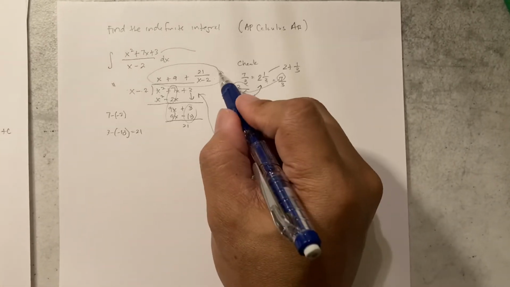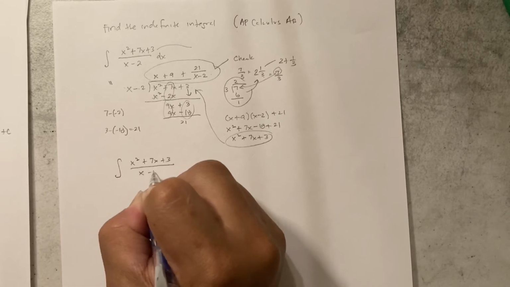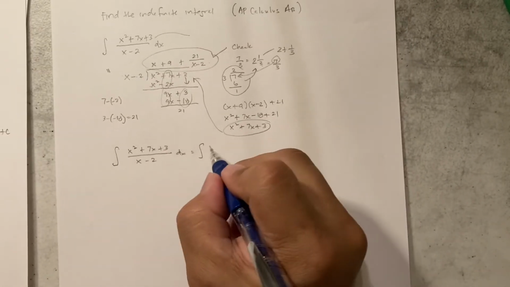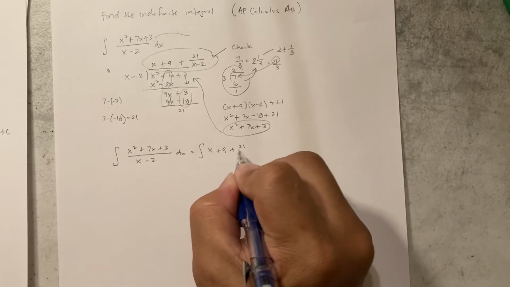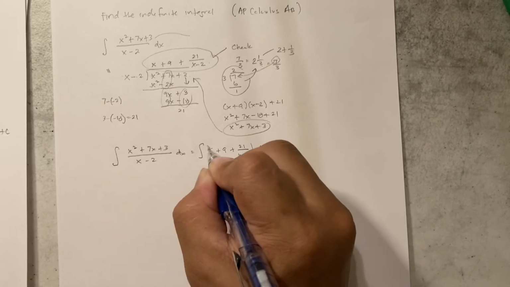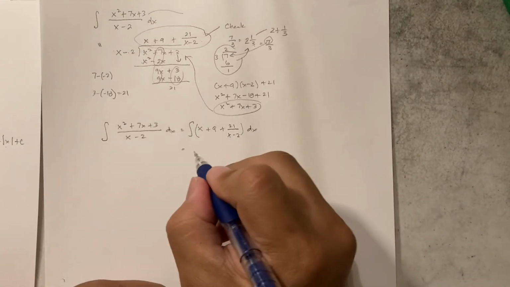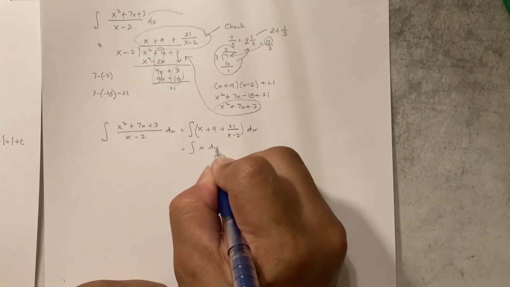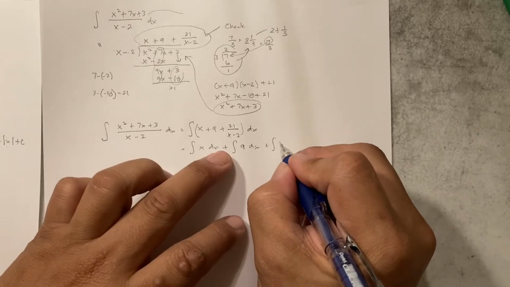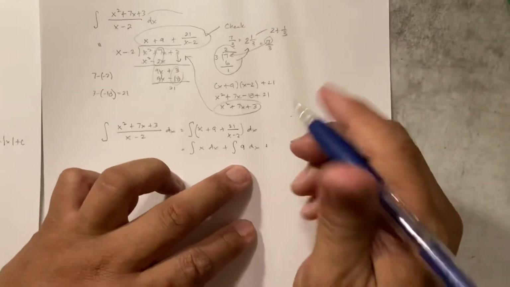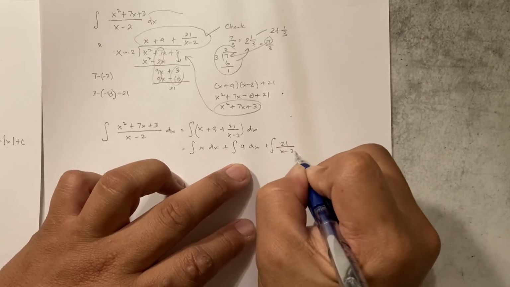Now we're going to integrate this instead. So we write the integral of x squared plus 7x plus 3 over x minus 2 dx equals the integral of x plus 9 plus 21 over x minus 2 dx. And we're going to integrate each term of that integrand separately. So if you recall, we're actually doing this: the integral of x dx plus the integral of 9 dx plus the integral of 21 over x minus 2 dx.